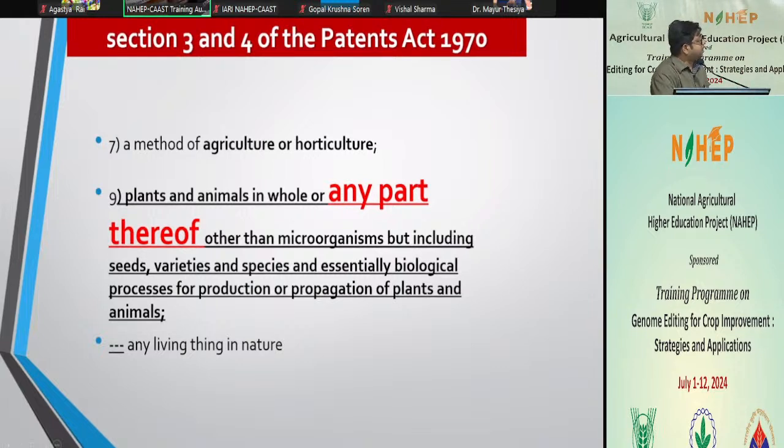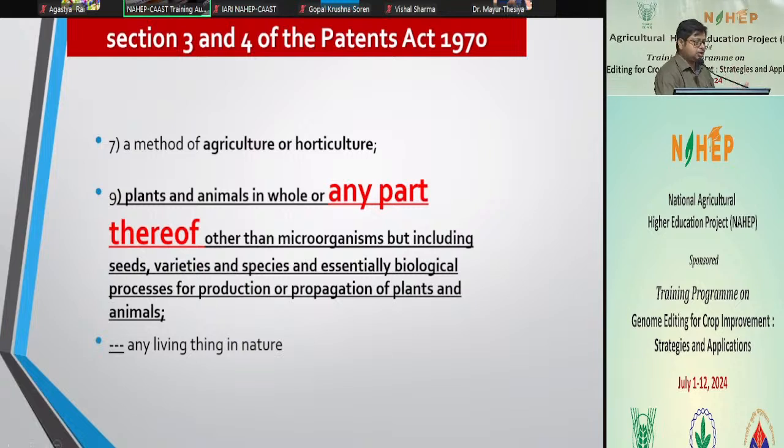Then, plants and animals in whole or any part thereof, other than microorganisms but including seeds, varieties and species, and essentially biological processes for production or propagation of plants and animals, or any living thing in nature. So under the Patents Act, these things are not patentable. And any part thereof, so any plant or any part of the plant cannot be patented.